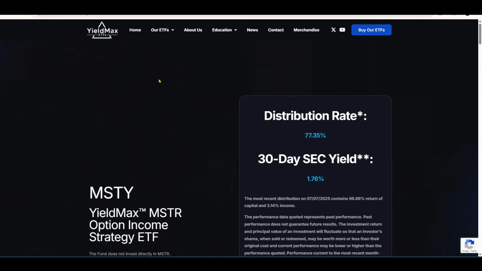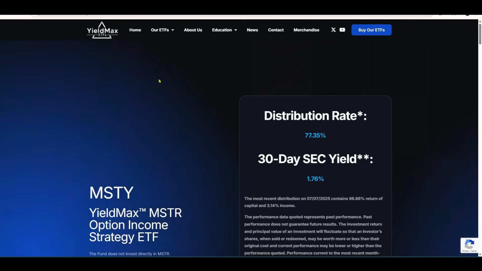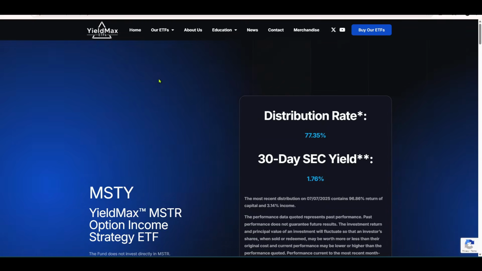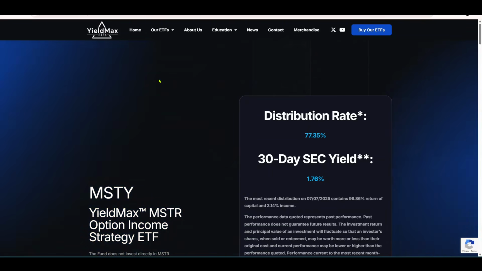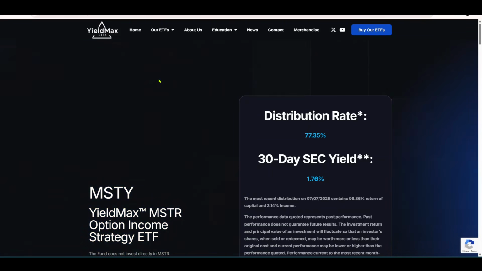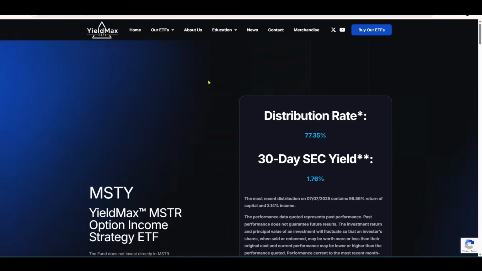Hello, my friends. This is Legend. So today we're going to look at MSTY, MSTR, and Bitcoin. It looks like today it was up and then it pulled back, right? So we're going to jump right over into the Webull chart.